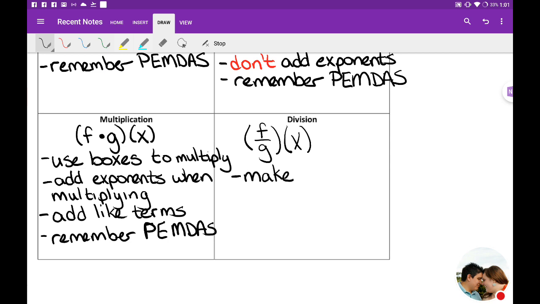But at this point in time, I'm not going to make you go through the box method to actually fully divide the polynomial. And when we are dividing these, you do want to list next to your answer anything that's going to make that denominator 0.